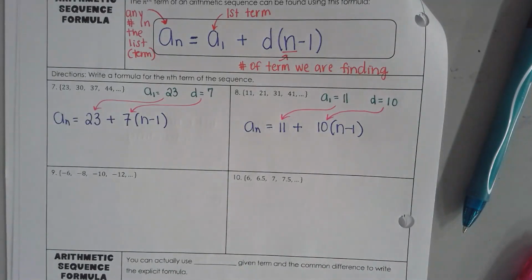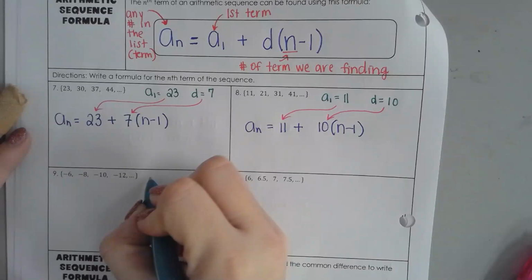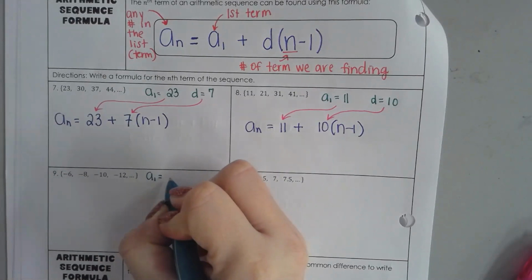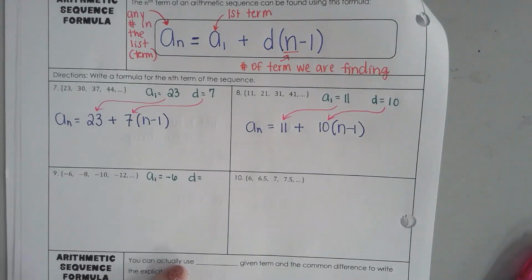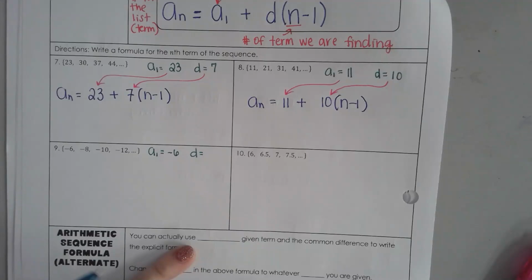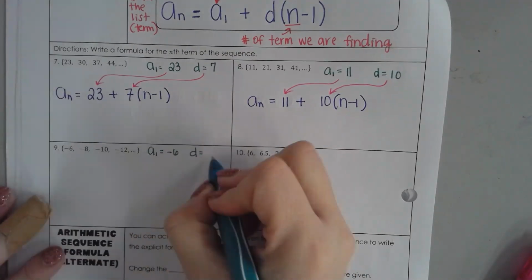Number 9: negative 6, negative 8, negative 10, and negative 12. What is my first term? Negative 6. What is my common difference? Negative 2. It is negative 2. Yep, it is.